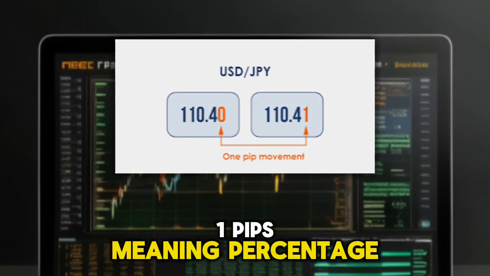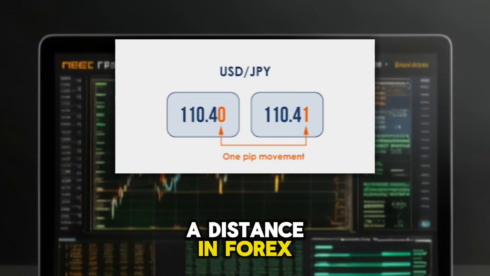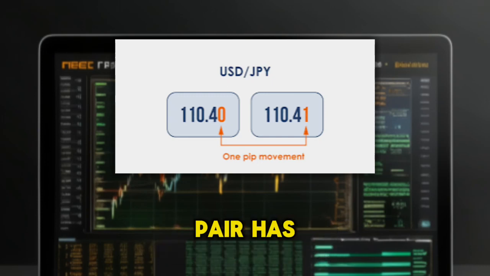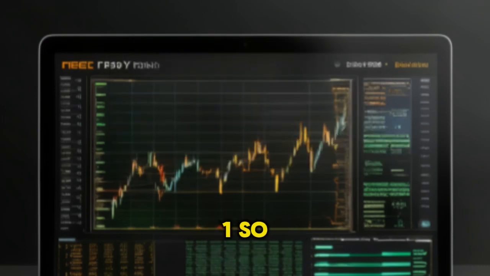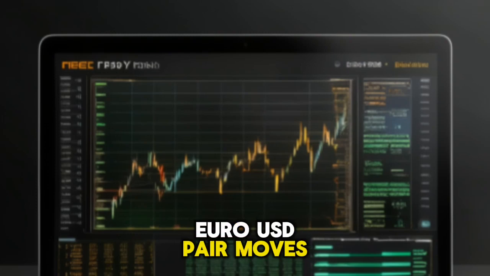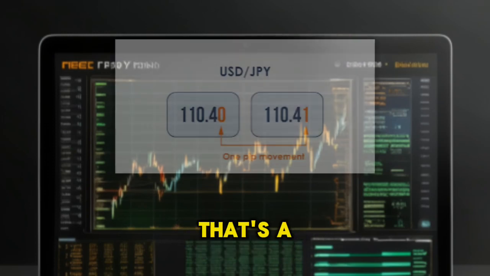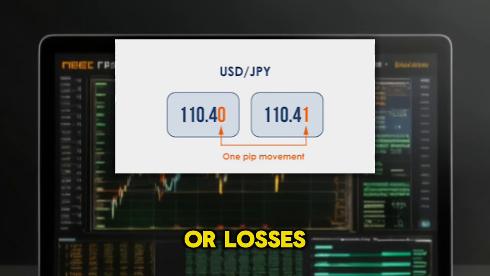1. Pips, meaning percentage in point. It is like measuring a distance. In Forex trading, pips are like the ticks on a ruler that measure the distance between two currency exchange rates. Each currency pair has its own pip value. But for most pairs, 1 pip is equal to 0.0001. So, if the Euro-USD pair moves from 1.1000 to 1.1001, that's a 1 pip movement. Pips help traders understand how much the exchange rate has moved and calculate their profits or losses.